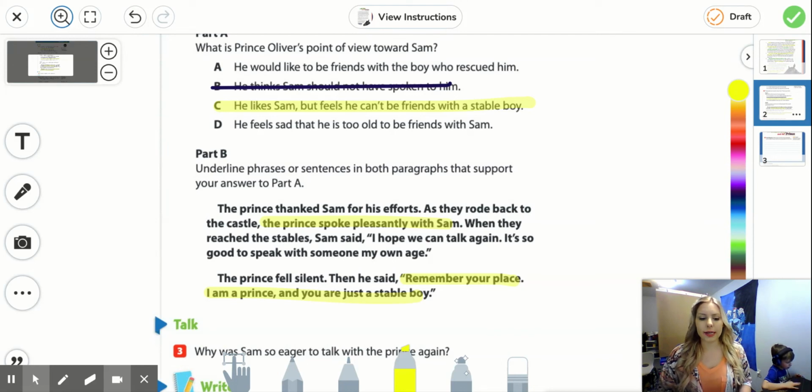When you're done with that, go ahead and click to page 3 for a written response. Make sure you highlight here too. It says underline or highlight phrases in both paragraphs. Both paragraphs. See how we highlighted one here and one here that support that answer.